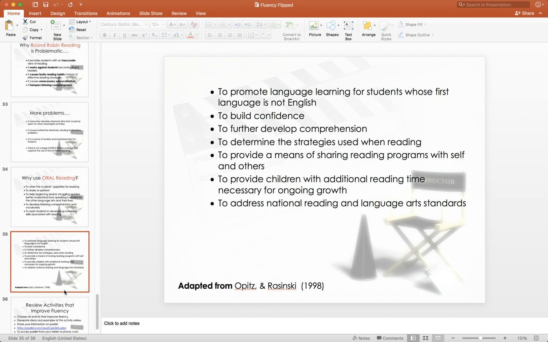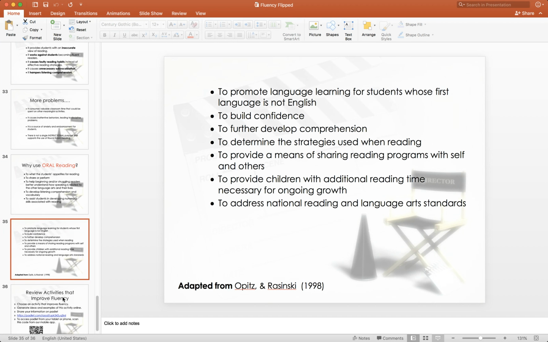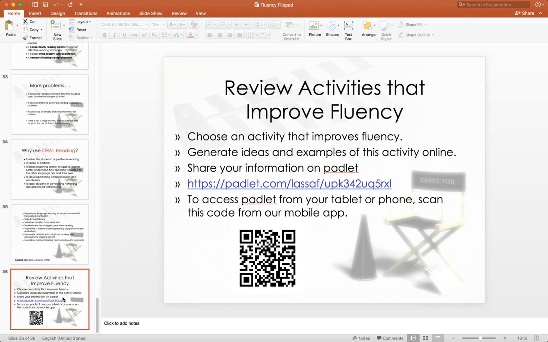language arts standards. All right, so we've come to the end of our presentation. So here is that slide. So what you're going to do now is pick one of those activities you wrote down in your notes. And I would like for you to search online for maybe an example or a lesson plan or something that exemplifies this activity. And then I'd like for you to go to Padlet, and I'd like you to upload that information and describe what you found.